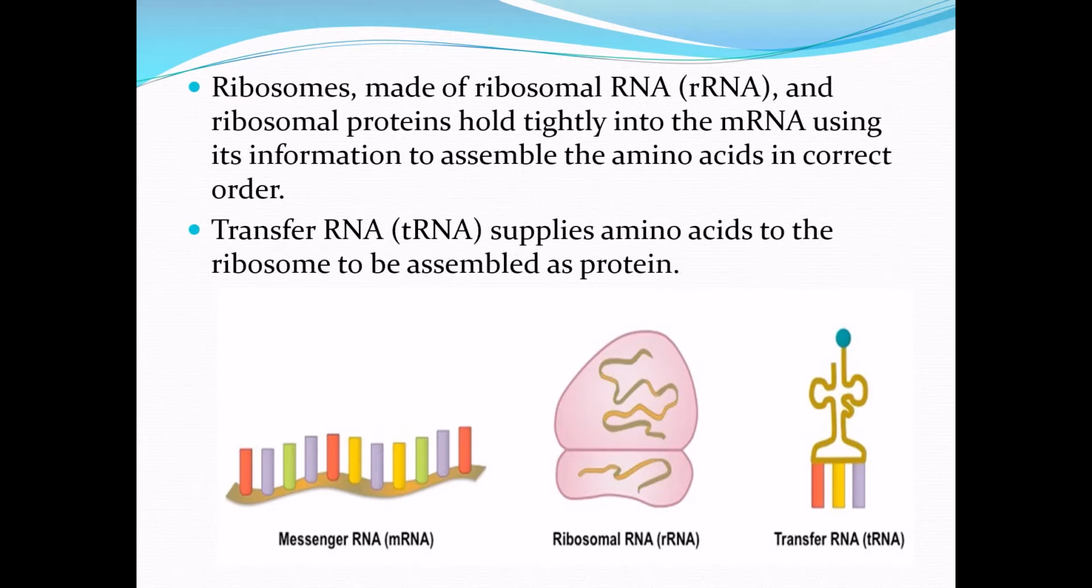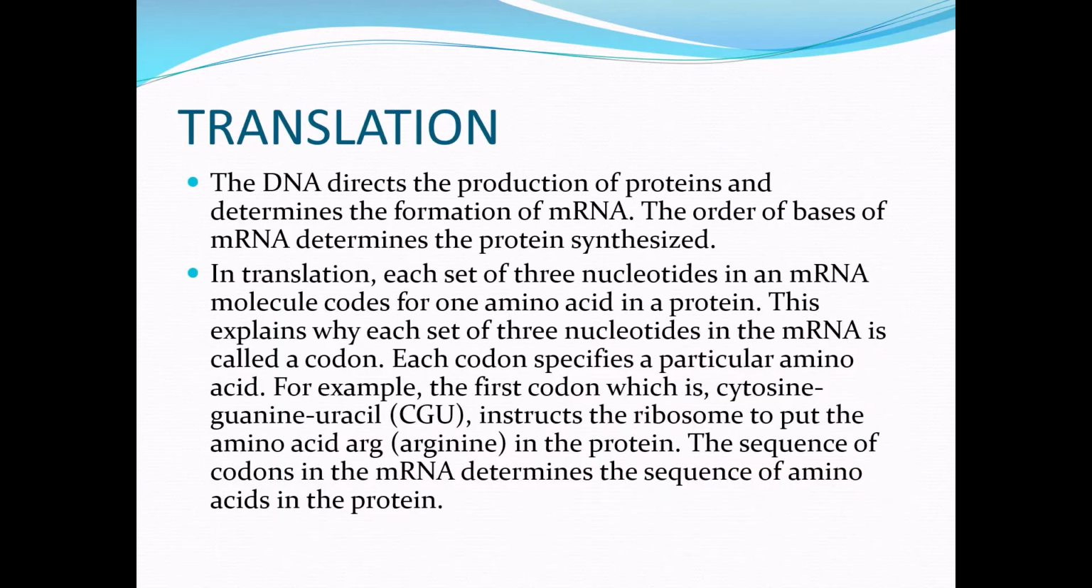tRNA supplies amino acids to the ribosome to be assembled as protein. Translation. The DNA directs the production of proteins and determines the formation of mRNA. The order of bases of mRNA determines the protein synthesis.